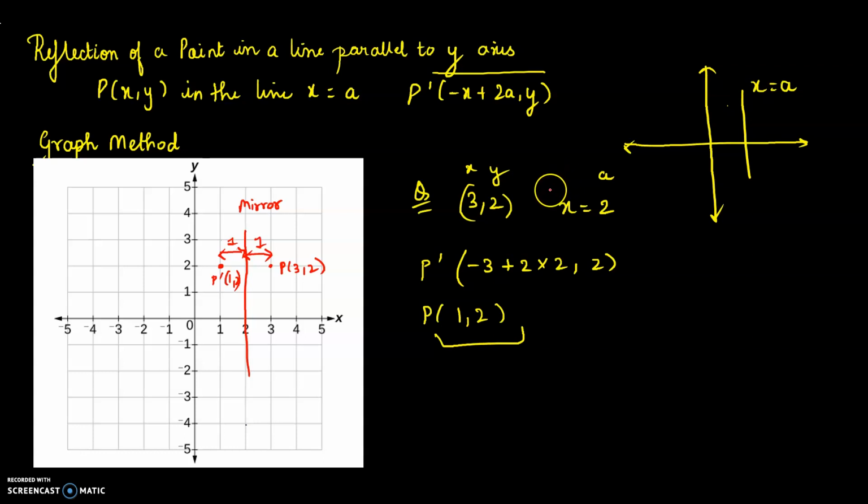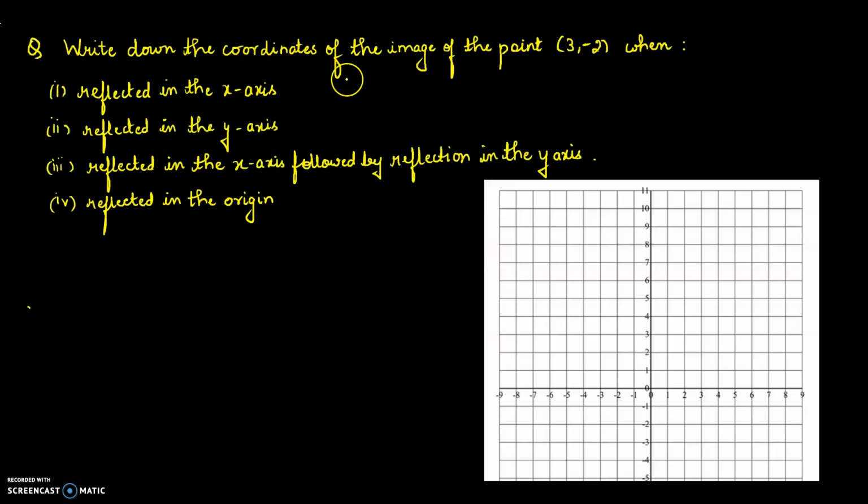since questions will be framed by this graph method also. They'll ask you to find out the coordinates and its images, and then they'll ask you the figure. Let's do a question based on this. Write down the coordinates of the image of the point 3, -2 when reflected in the x-axis, y-axis, and so on. You can pause this video, try to do this, and then I'll tell you the solution.